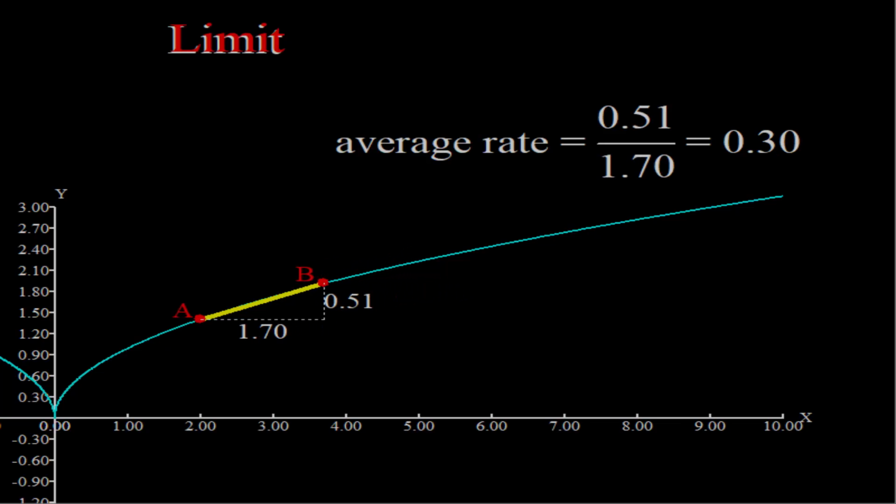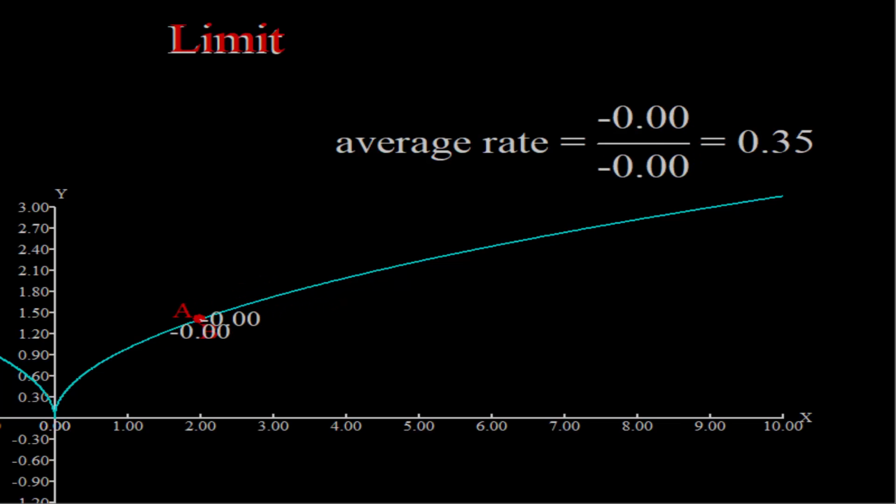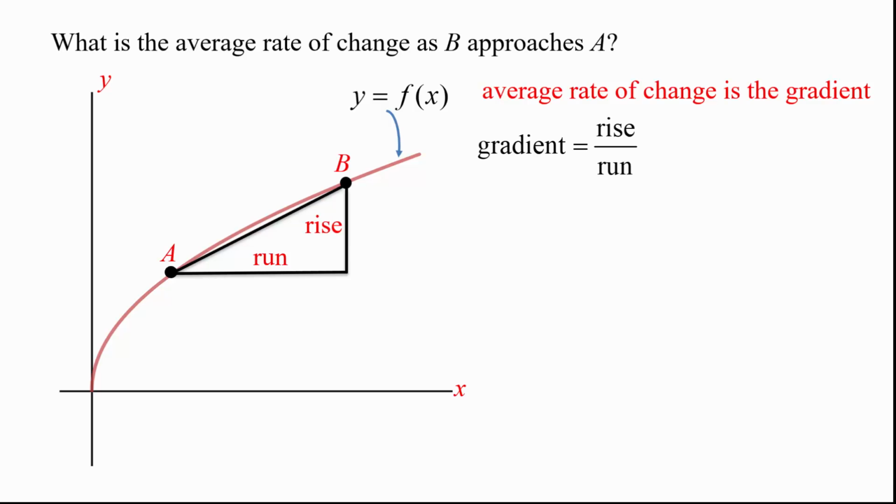Of course, when B reaches point A, what happens? We obtain an average rate of 0.35. So we can conclude that the average rate of change as point B approaches point A at x equals 2 is approximately 0.35. We know that the average rate of change is the gradient, which is given by the rise over run, so we can make a right angle triangle and get an estimate for the rise over run.